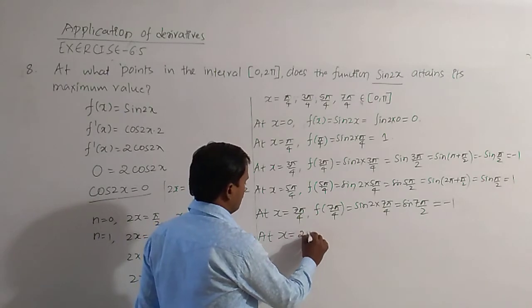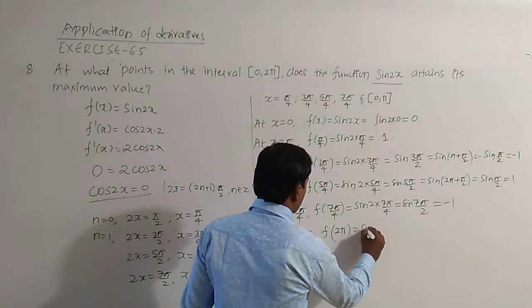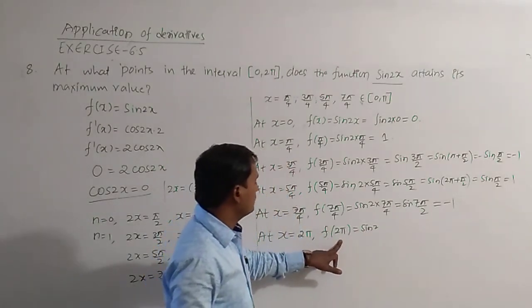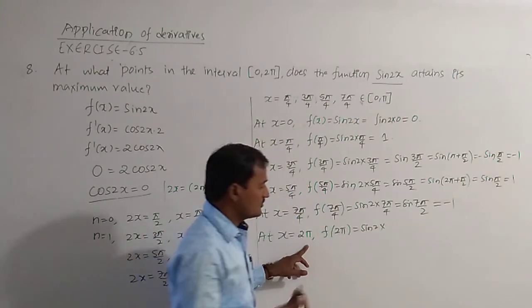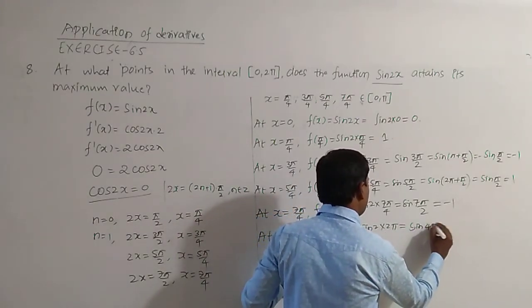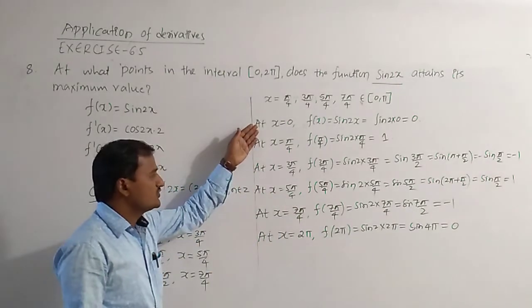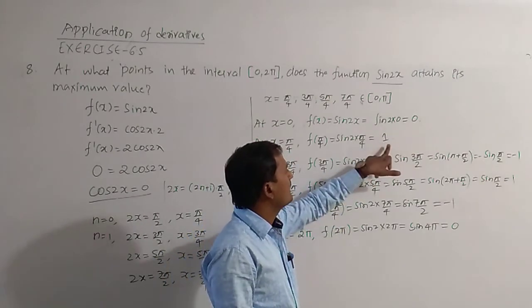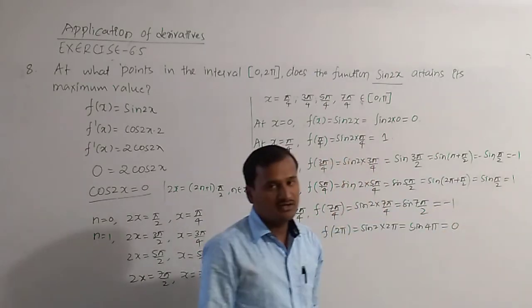So x equal to 2 pi. f of 2 pi is sine of 2 into x. What is the value of x? That is equal to 2 pi. Therefore 2 pi means so clearly sine of 4 pi we are getting. Sine of any multiple of pi is equal to what? 0. Right? Now after substituting all these critical points, here we are getting the values 0, 1, minus 1, 1, minus 1 and 0.